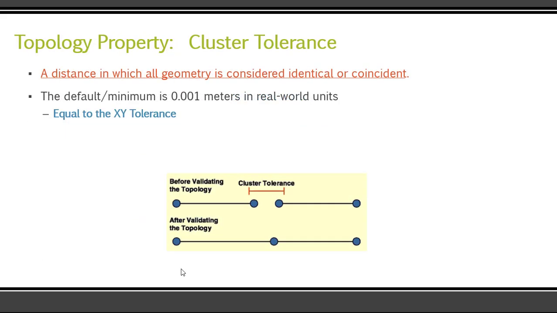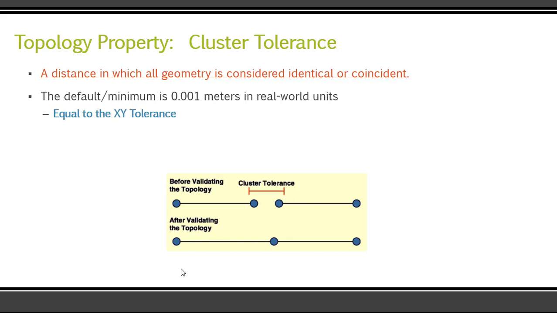Up first is our cluster tolerance, which I alluded to before. So the cluster tolerance is the distance in which all geometry is considered identical or coincident. In the software, the default or the minimum is 0.001 meters, or whatever the units are of your coordinate system. That's the default. The cluster tolerance now actually takes from the XY tolerance that you've set up for your geodatabase feature dataset. So whatever you set there will be the default for your cluster tolerance.